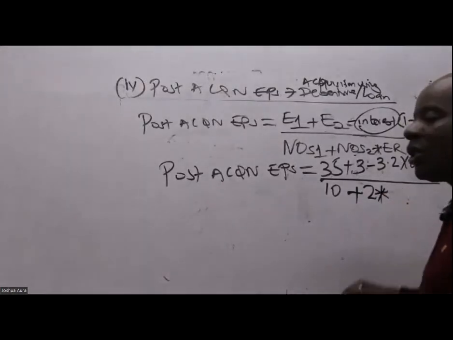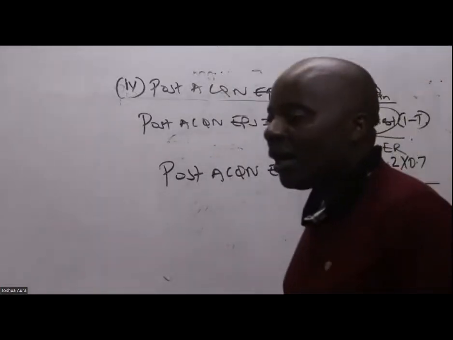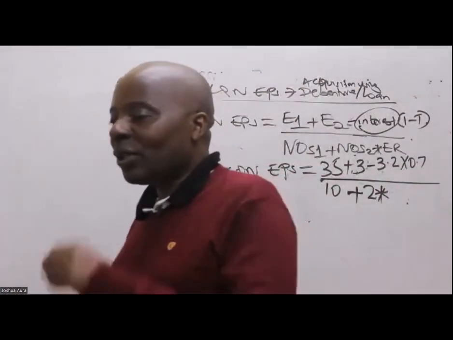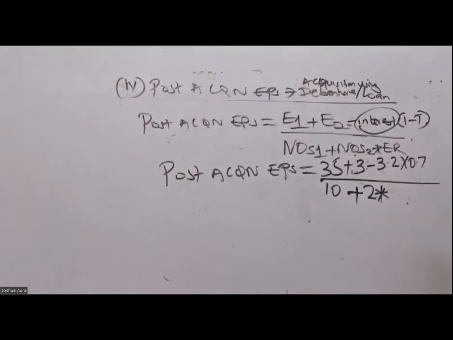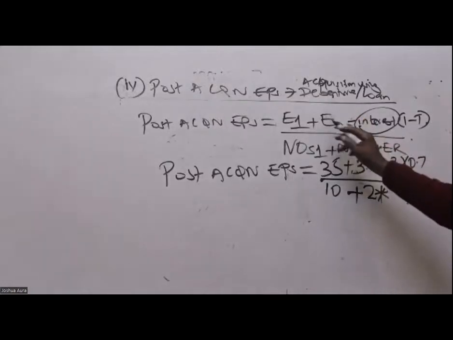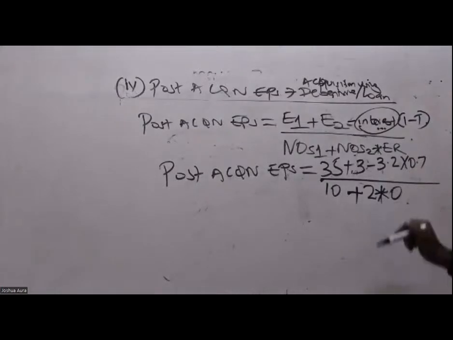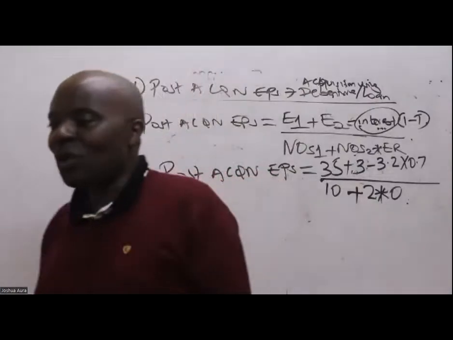Times exchange ratio. This is something that most of them will not be able to remember. Somebody will tell me that exchange ratio is a half, and most of them actually will say it's a half, forgetting that whenever there is a debenture, whenever there is interest, it's a loan, then the exchange ratio should be equal to 0.